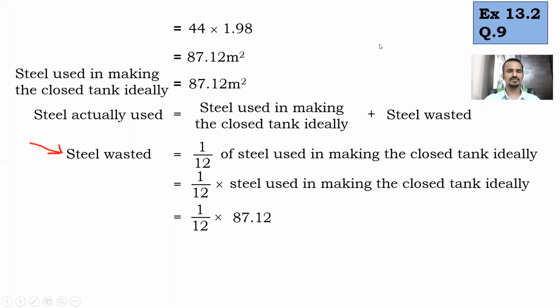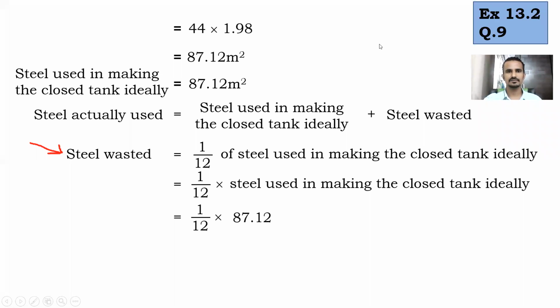Even if you try to divide it by 12 directly, 12 sevens are 84. 3 will be the remainder. So it will become 31. Then 12 twos are 24. 7 will be the remainder. And 12 times 6 is 72. So we get 7.26. So this is the amount of steel wasted.